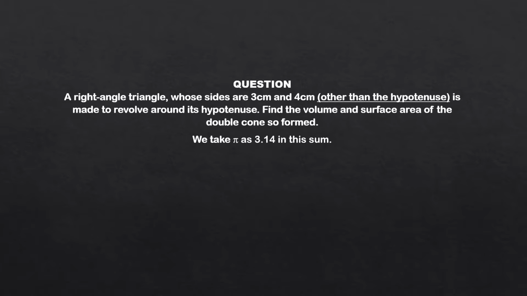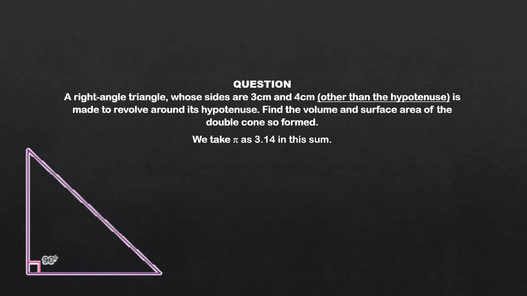Our question for today is that a right angle triangle whose sides are 3 cm and 4 cm other than the hypotenuse is made to revolve around its hypotenuse. We are supposed to find the volume and the surface area of the double cone so formed. Now we all know that the hypotenuse is the longest side of a right angle triangle, which is just the opposite side of the 90-degree angle in every right angle triangle. We will also take pi as 3.14 in this sum.